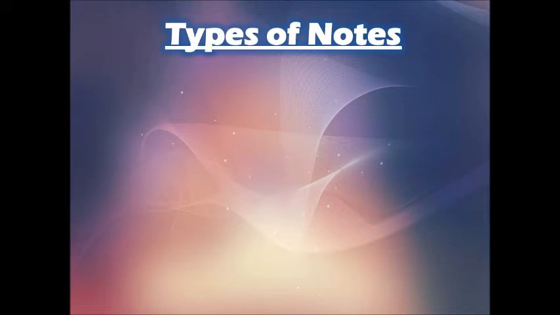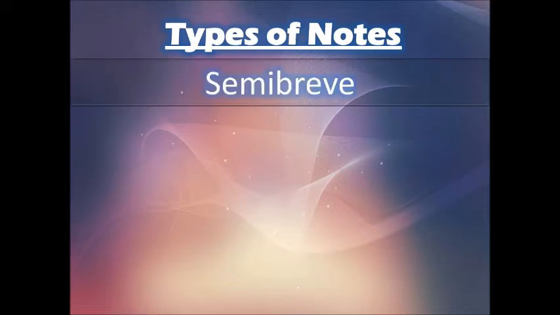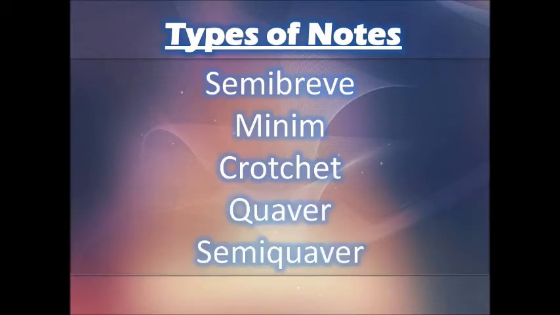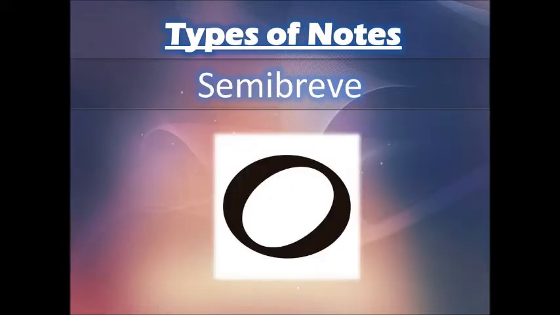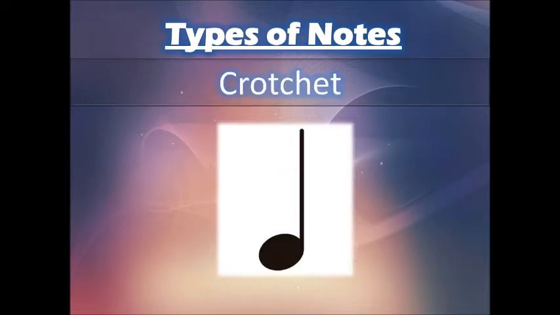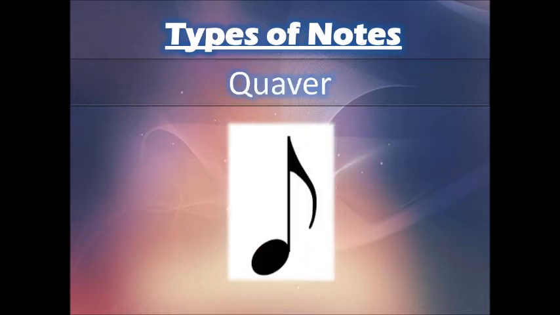Let's see the different types of notes that are present in music theory. The names of these notes are semibreve, minim, crotchet, quaver, semiquaver. Let's see how they look. Semibreve, minim, crotchet, quaver, and semiquaver.